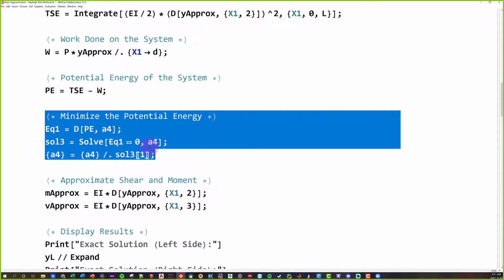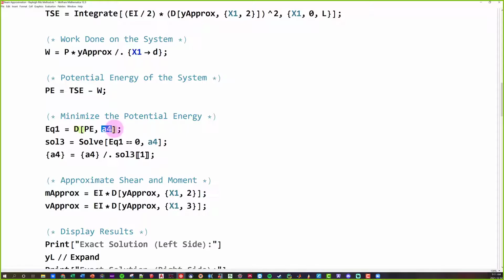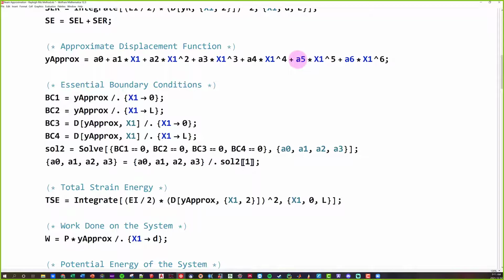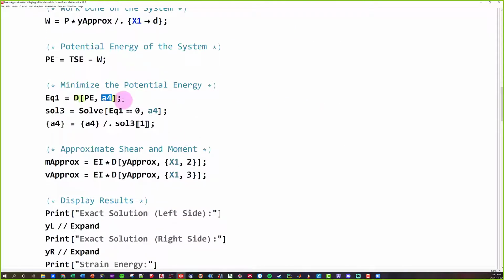Well, this code needs some modification. Yes, and again, the reason why is because here we're solving for our unknown A coefficients. At this point now, we'll actually have A5 and A6 as unknowns as well. But it's very simple to accommodate them. All I would have to do is create equations for each one.